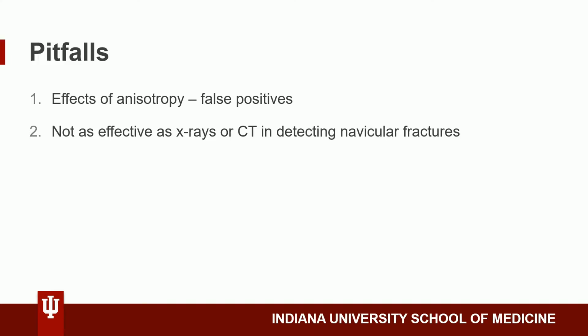In discussing ultrasounds, it's only fair that we mention common pitfalls, one of which is the concept of anisotropy. Depending on how steady the user's hands are, the probe can slightly move off its target and interrupt the view, which can result in the image being interpreted as a partial tear or tendinopathy, when in fact the tendon is perfectly healthy. We will have an example of this concept later in the presentation. Another pitfall is that ultrasounds are not as effective as X-rays or CT scans in detecting navicular fractures. Whenever you have concerns about this, an X-ray should always be obtained.